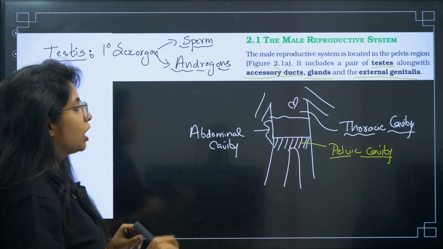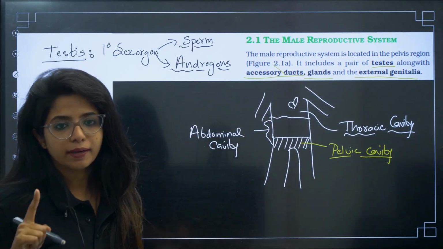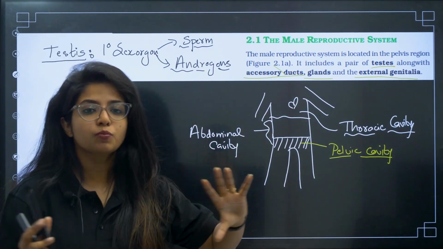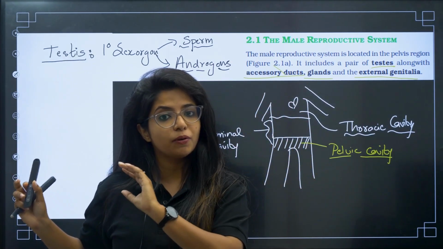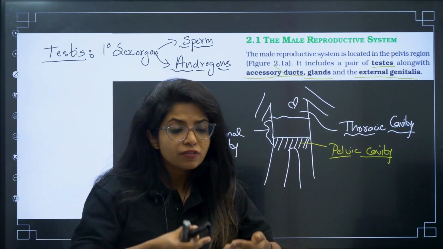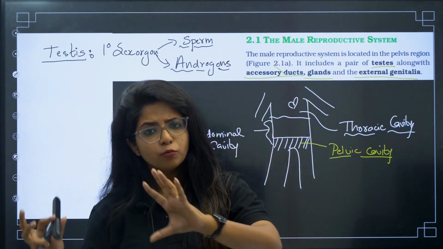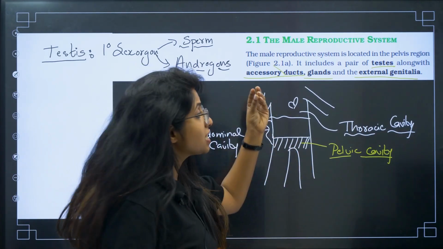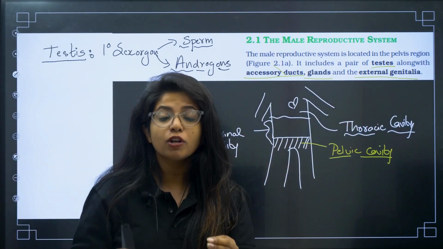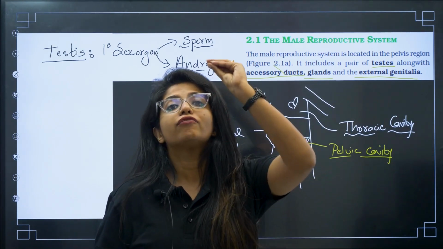Clear? Now, if we talk about accessory ducts, glands and external genitalia, we'll be seeing it one by one. I'll just say a little bit about the function of each. Accessory ducts are responsible for transportation. So someone is making sperm, who is going to transport it? Accessory ducts. What about glands? Glands are going to give secretions to the sperm so that the sperm become mature, have proper motility, and can move easily. External genitalia, that is the external genital organ, is responsible for insemination, that is for the transfer of sperm from the male body to the female body.